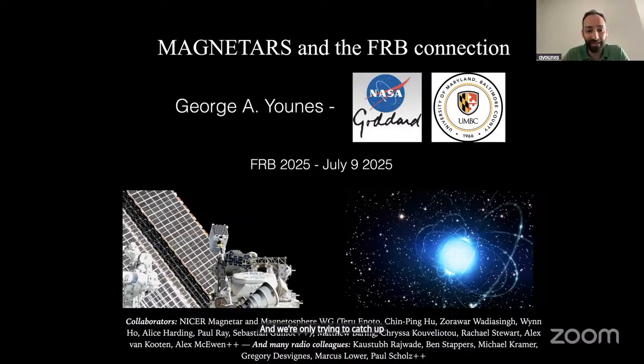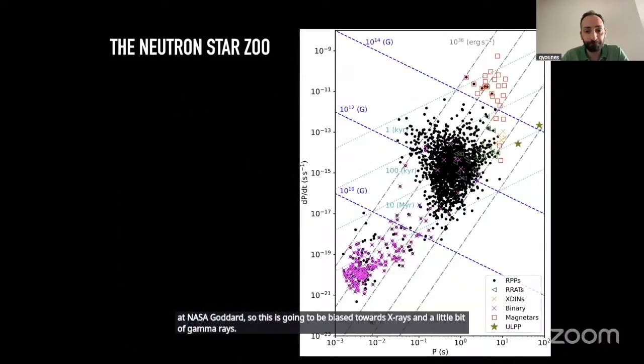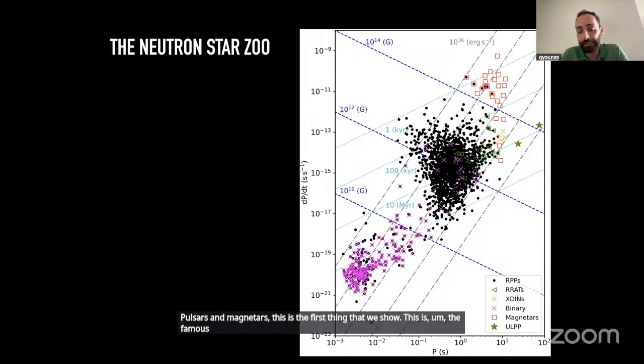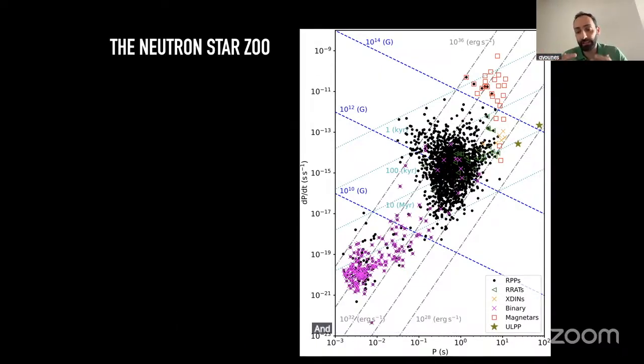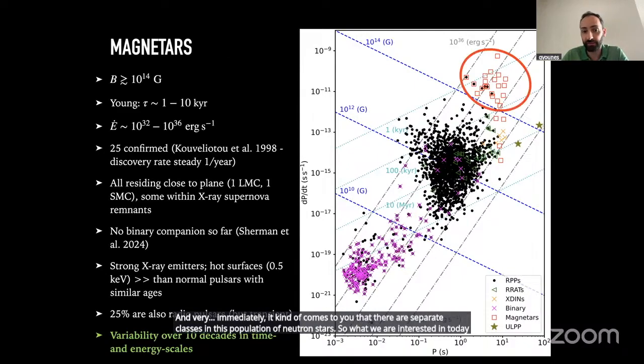So I'm a high energy astronomer. I am based at NASA Goddard, so this is going to be biased towards X-rays and a little bit of gamma rays. Okay, so you've seen some variations of this, of course, when we talk about pulsars and magnetars. This is the first thing that we show. This is the famous P-P dot diagram. And very immediately, it comes to you that there are separate classes in this population of neutron stars. So what we are interested in today is the population that is on the top right.